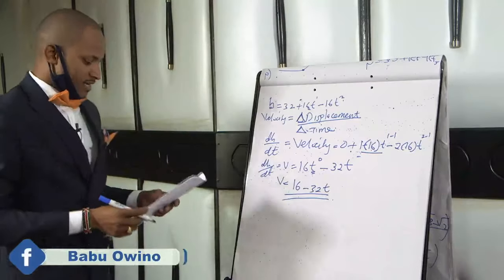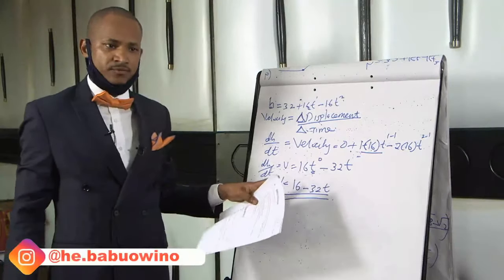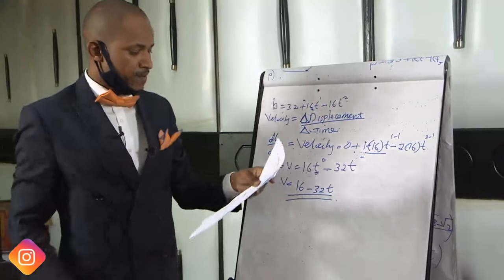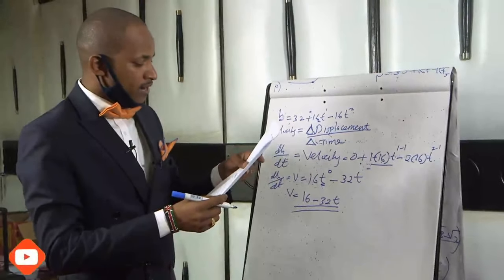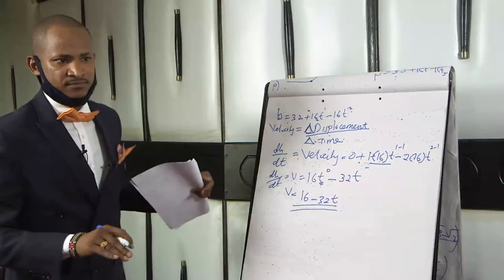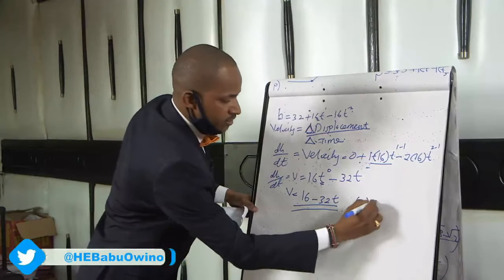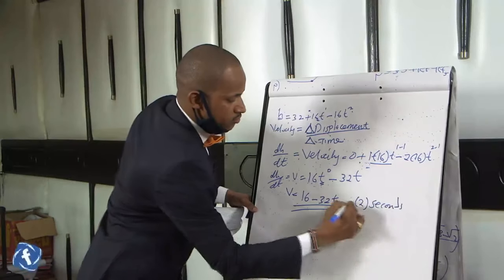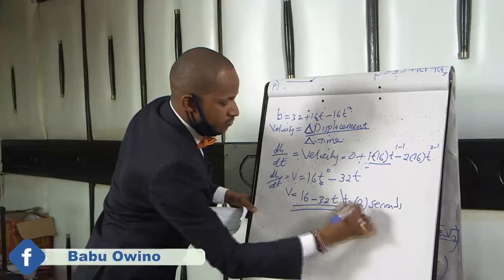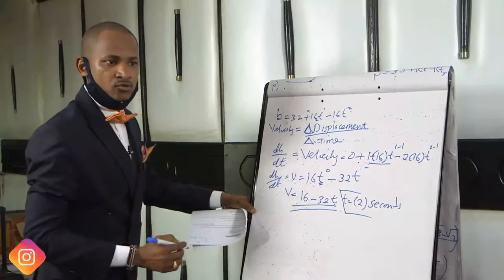But the question is telling us to find the value of this velocity at which he hit the water surface. But we remember that the time taken to hit the water surface was 2 seconds. So t is equal to 2 seconds. So where there is t, you replace it with 2.